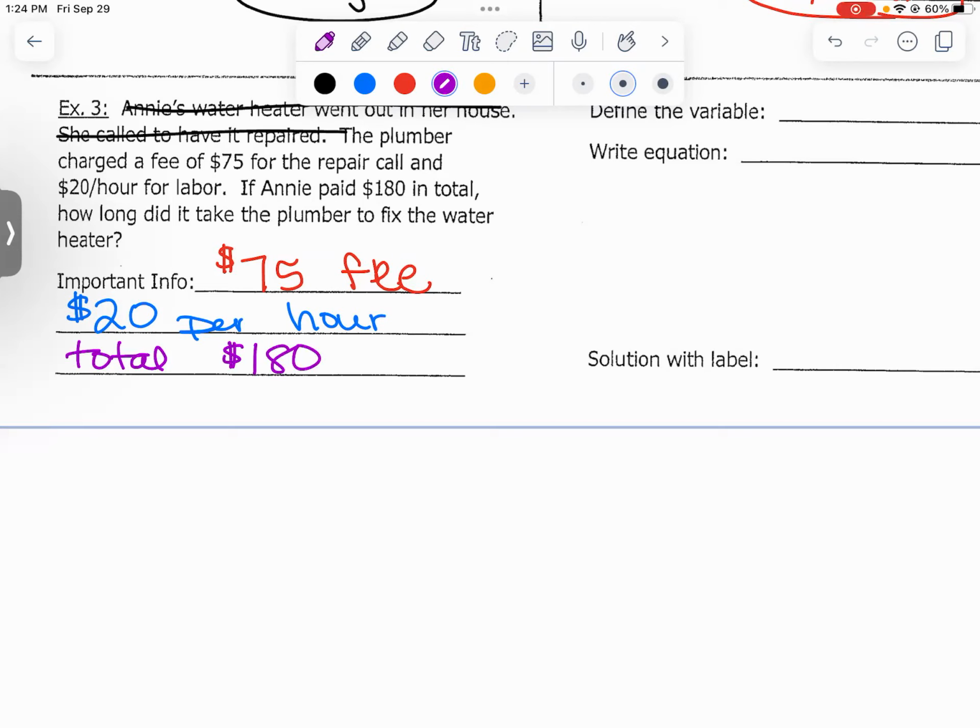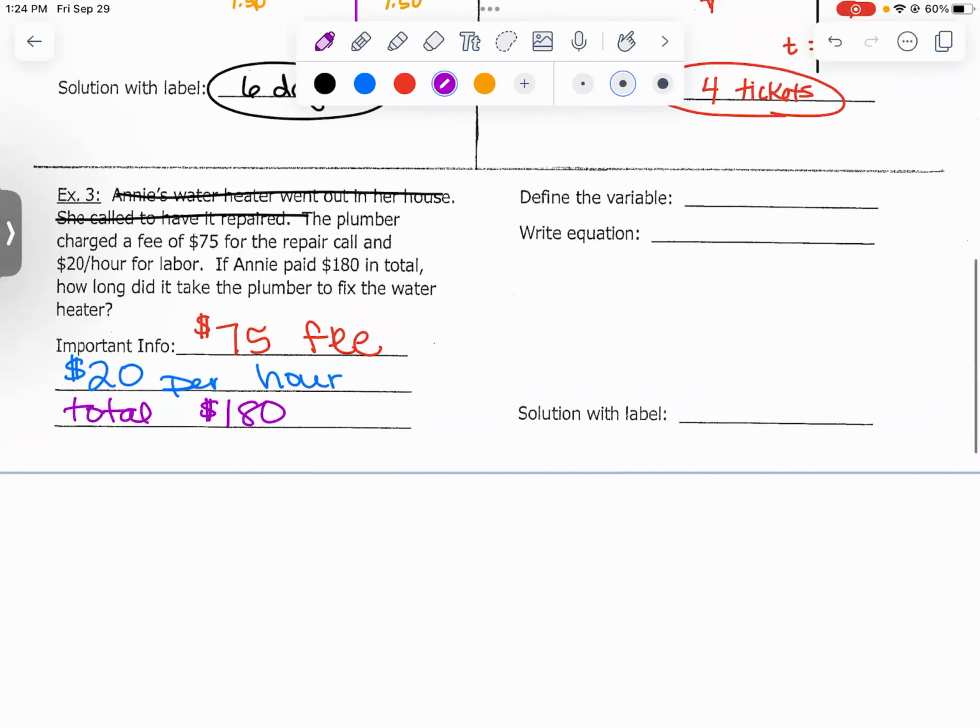Why are there conversations happening right now? Austin. Okay. Madison, what are we trying to find? Okay, how long? And if I'm saying how long, what are we referring to? Hours. Okay, so how long?